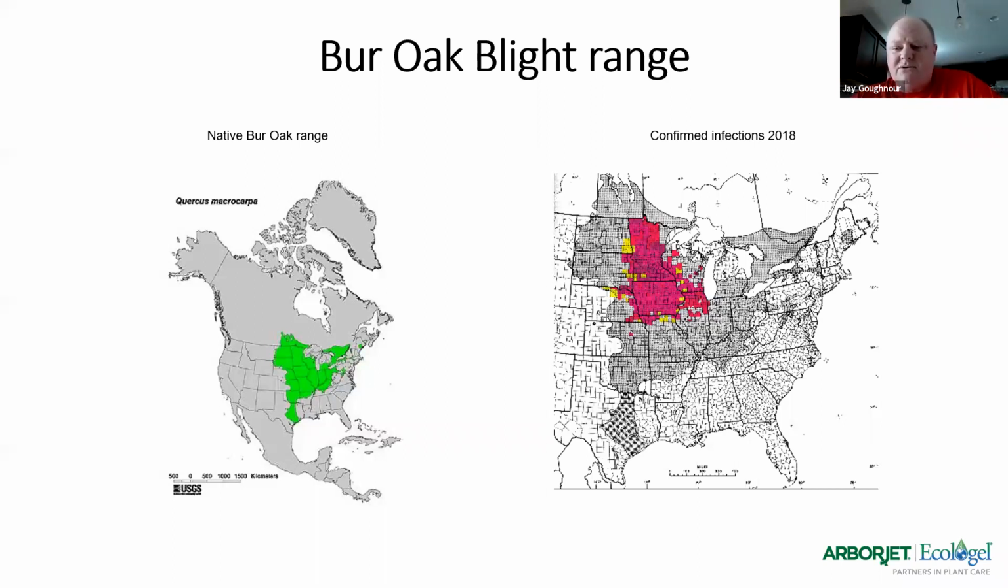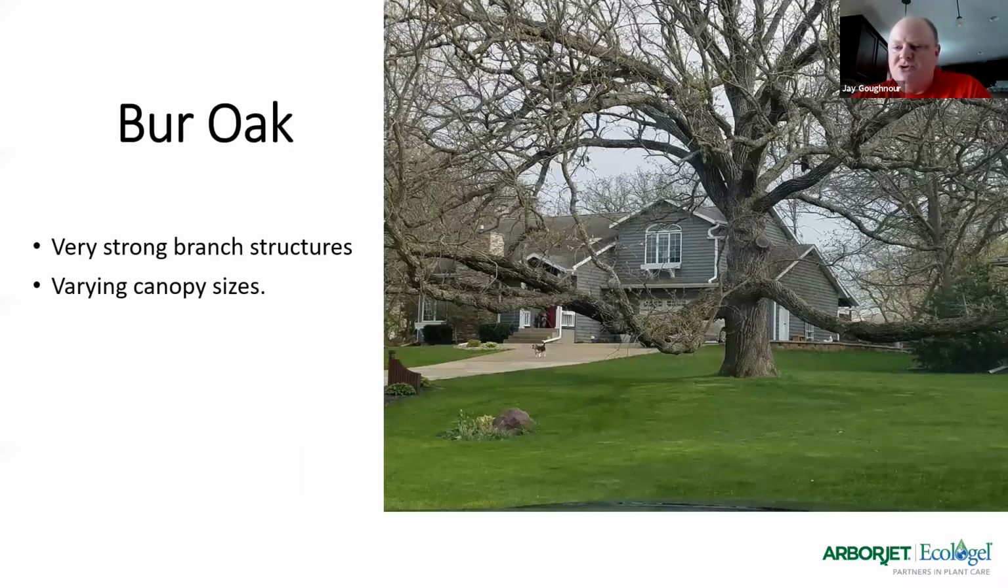Bur oak trees are beautiful trees. They vary in canopy size. You can see trees with huge canopies like this one here. Sometimes you'll even see them straight up with just a few branches. And they're really strong. This is my favorite one. I drive by this one in Spirit Lake, Iowa, and I just have to marvel at it every time I drive by it.